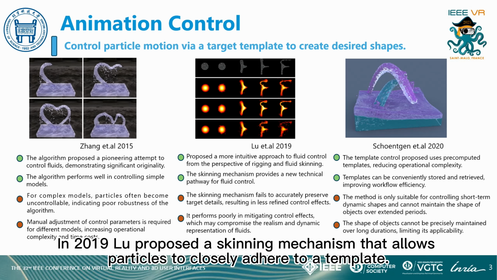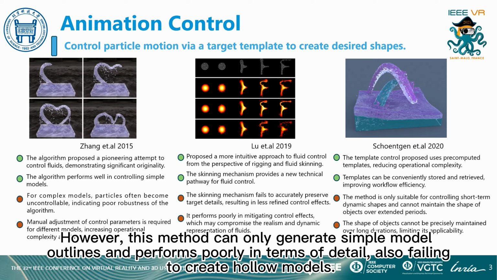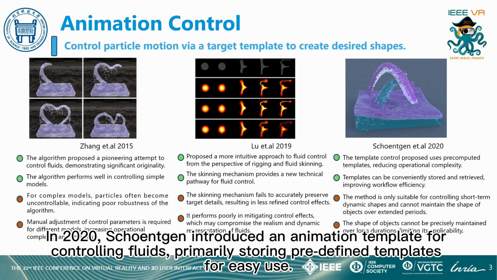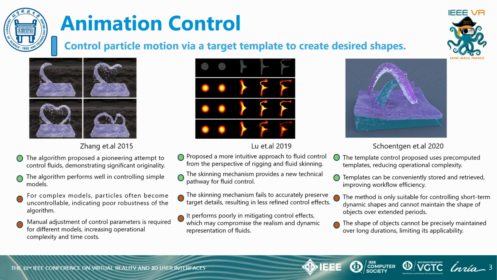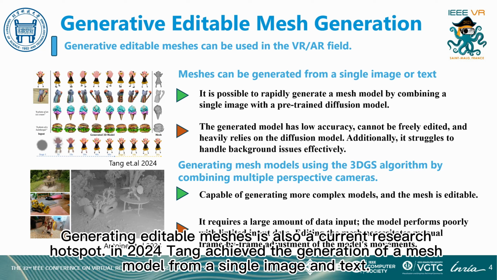In 2019, Liu proposed a skinning mechanism that allows particles to closely adhere to a template. However, this method can only generate simple model outlines and performs poorly in terms of detail, also failing to create hollow models. In 2020, Xiangyang introduced an animation template for controlling fluids, primarily storing predefined templates for easy use. Yet, this algorithm can only control the generation of simple outlines and is unable to produce complex models while maintaining their stability.